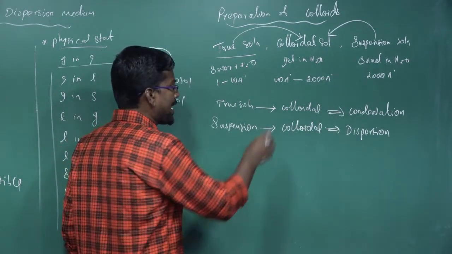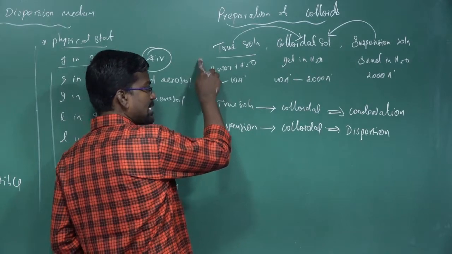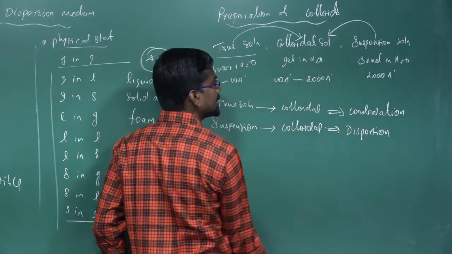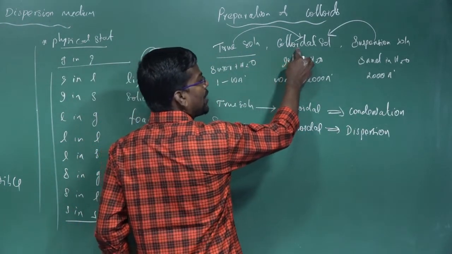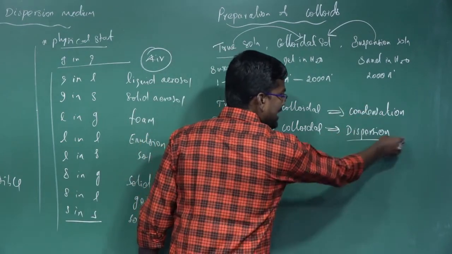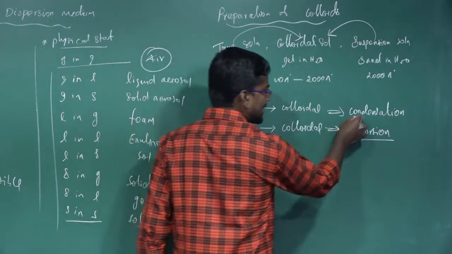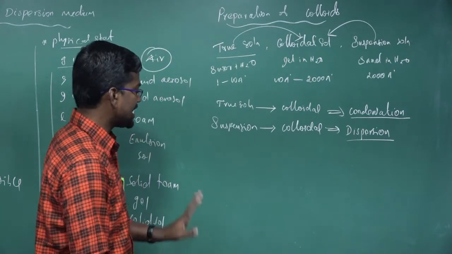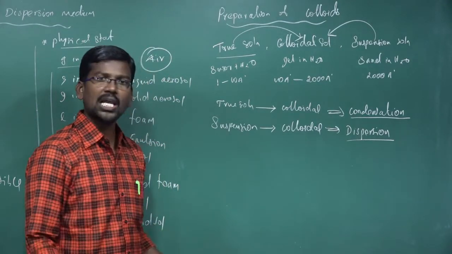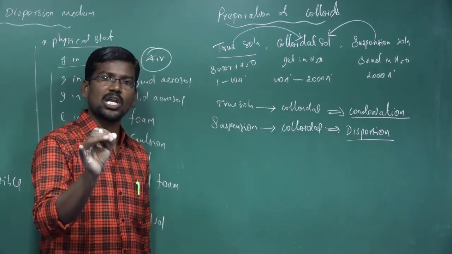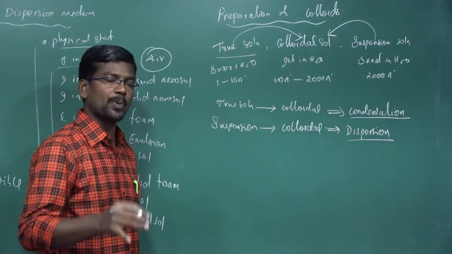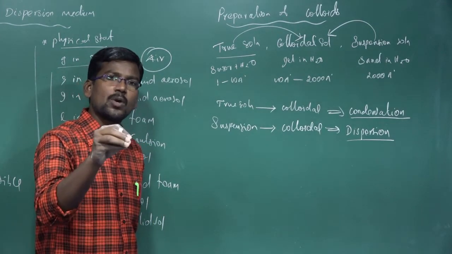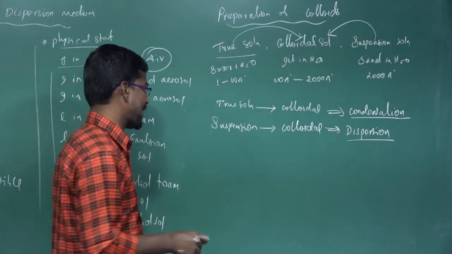So a colloidal solution can be prepared from a true solution by the condensation method, and from a suspension solution by the dispersion method. So two methods are there: one is the condensation method, another is the dispersion method. In general, most lyophilic colloids can be prepared by dissolving the substances in warm water. For example, rubber.